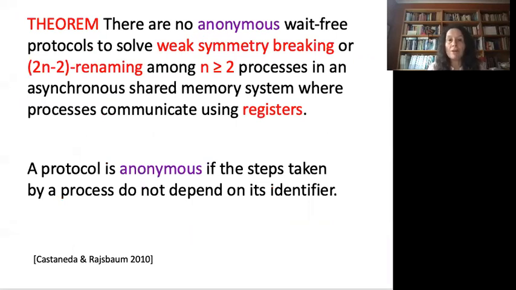A protocol is anonymous if all processes with the same input value behave the same way. In other words, what they do does not depend on their identifiers. It is known that there are no anonymous weight-free protocols for solving weak symmetry breaking or 2n-2 renaming among n greater than or equal to 2 processes in asynchronous shared memory systems where processes communicate using registers. The proofs of these two results also use combinatorial topology. An open question that was posed in my earlier paper with Dan, Jim, Rutty, and Jimmy is whether these results have extension-based proofs.